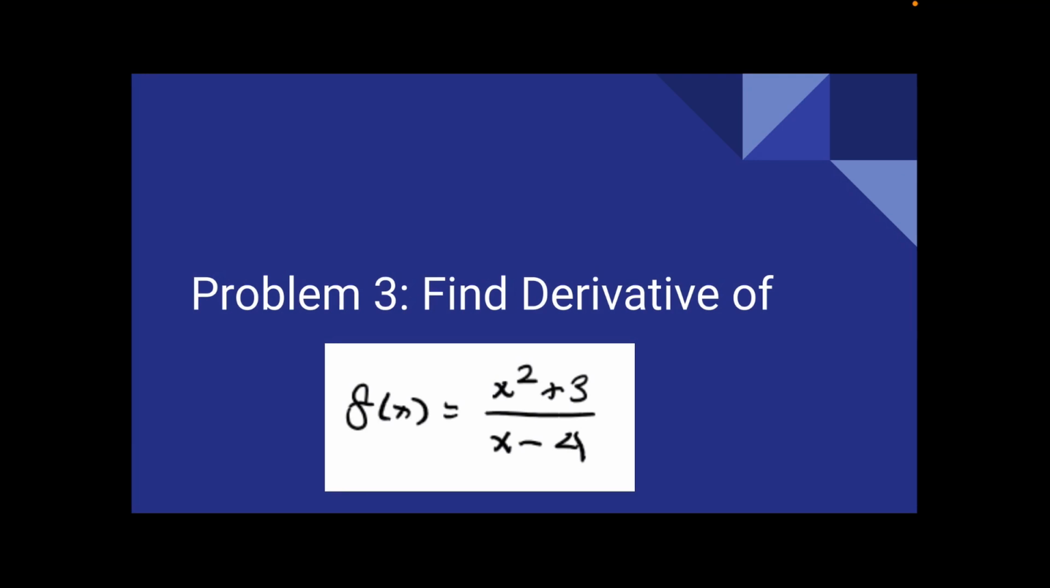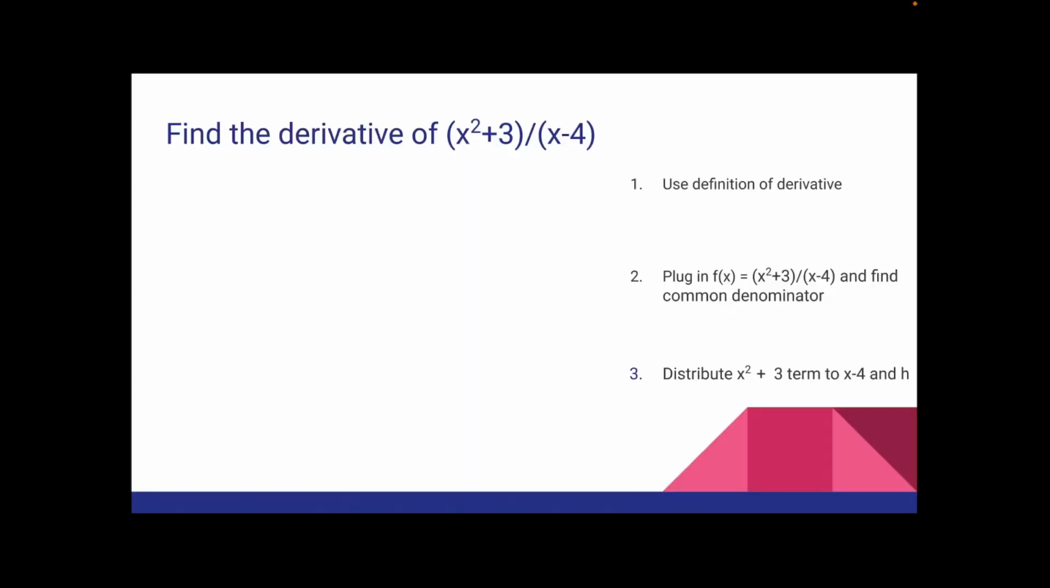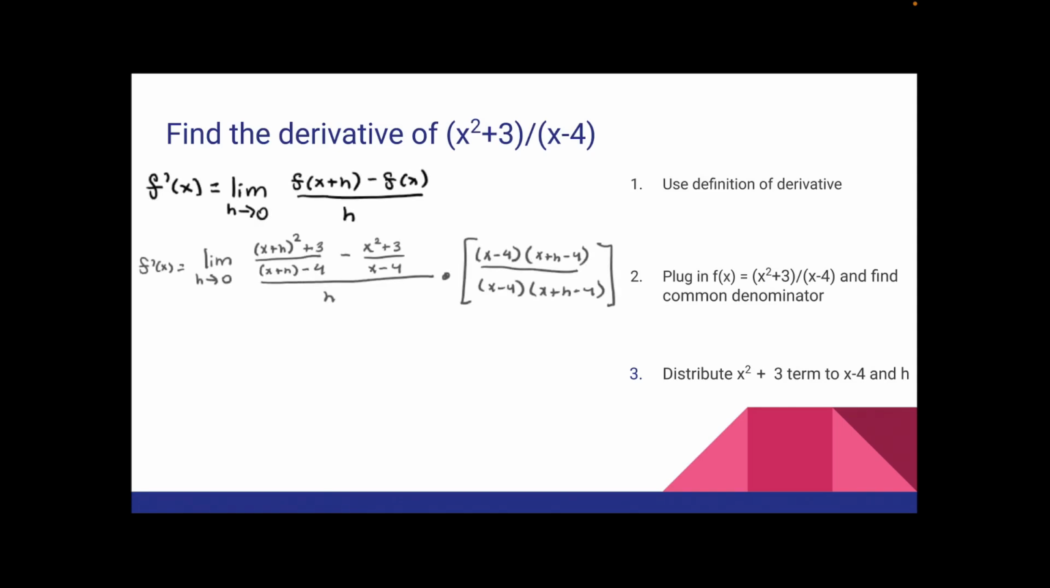So what would we do if we have a rational function such as f of x equals x squared plus 3 over x minus 4? We're going to start with the definition of the derivative, and we're going to plug in f of x. And when I do that, I see two fractions inside the numerator of a larger fraction. So we could eliminate the two smaller fractions by multiplying them by a common denominator of x minus 4 times x plus h minus 4.